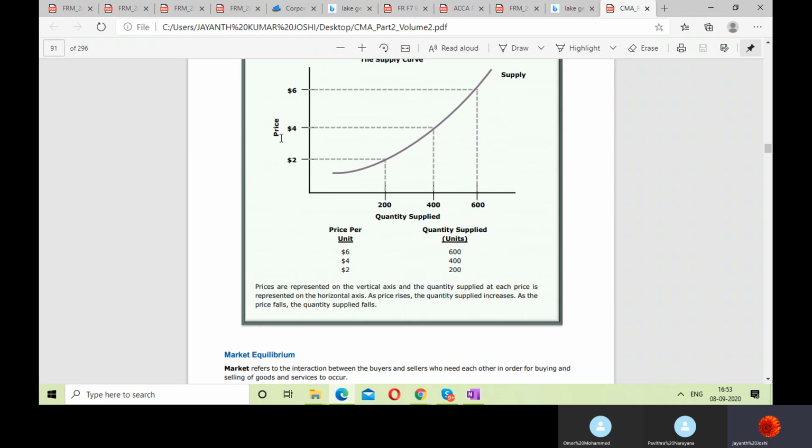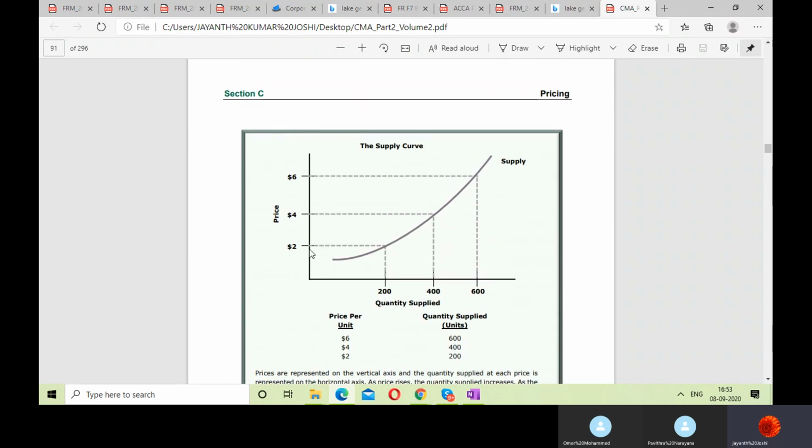You can see here, when the price was $2, the supply was this much. We wanted to supply less. When the price is $4, supply increased to 6, even more. So it is upward sloping from left to right.